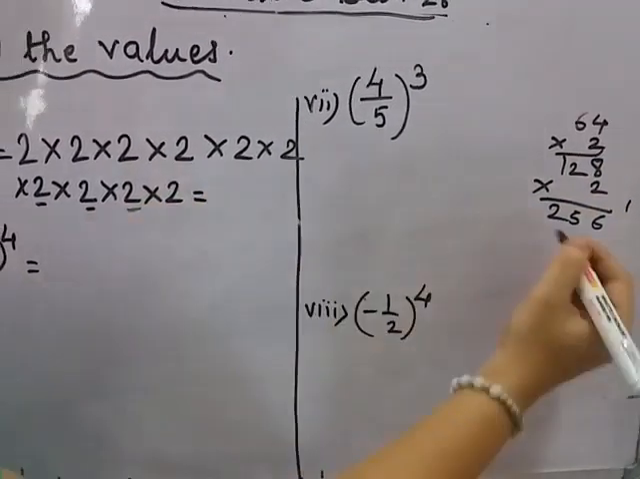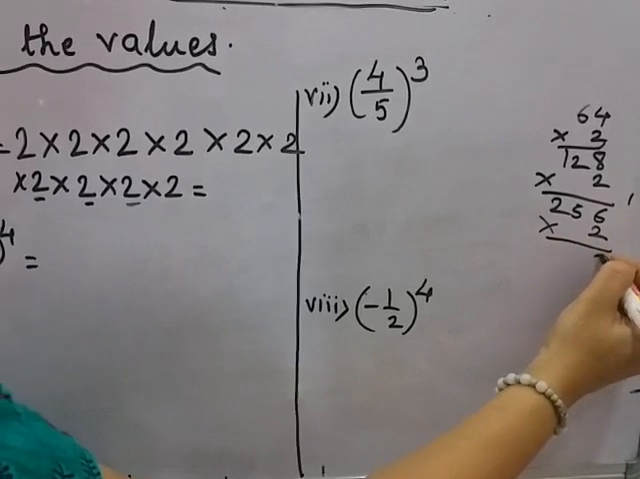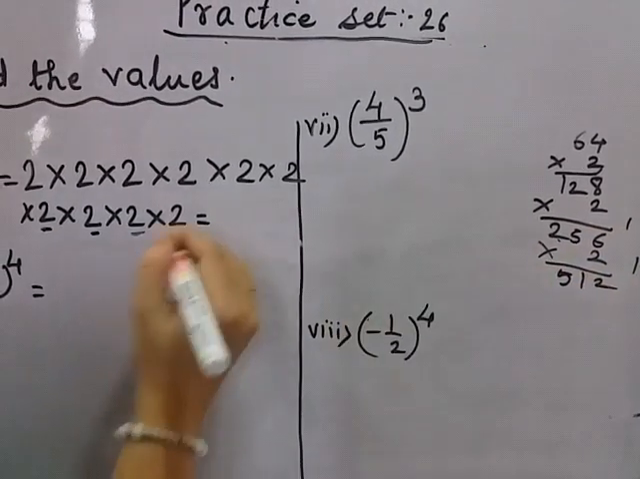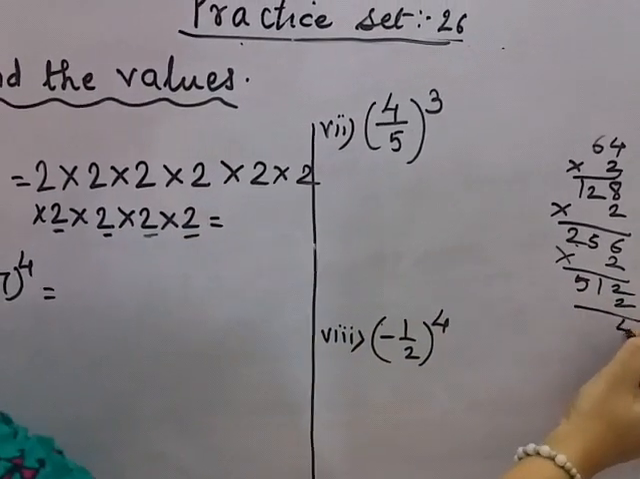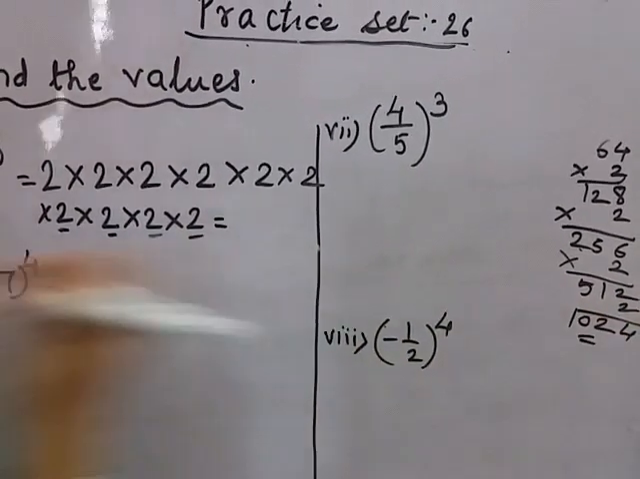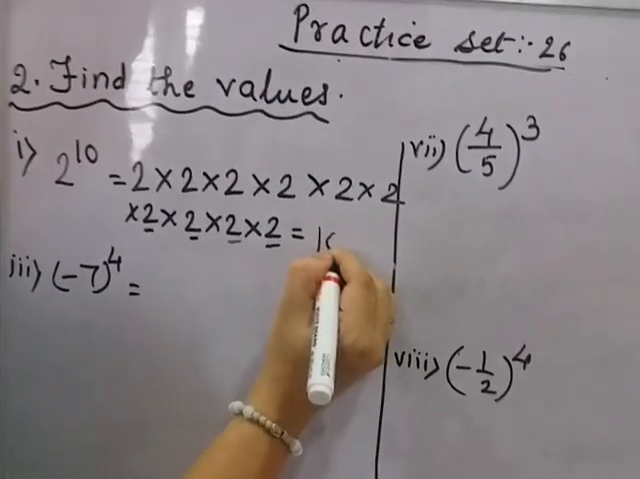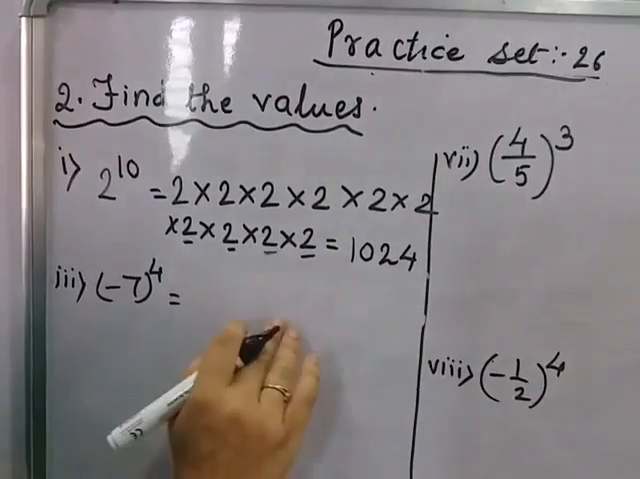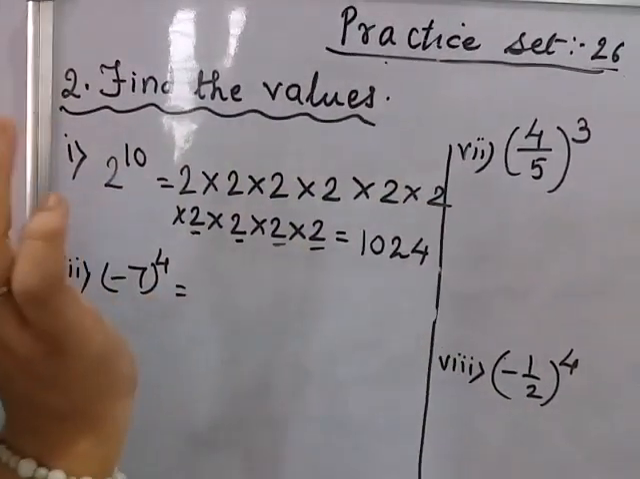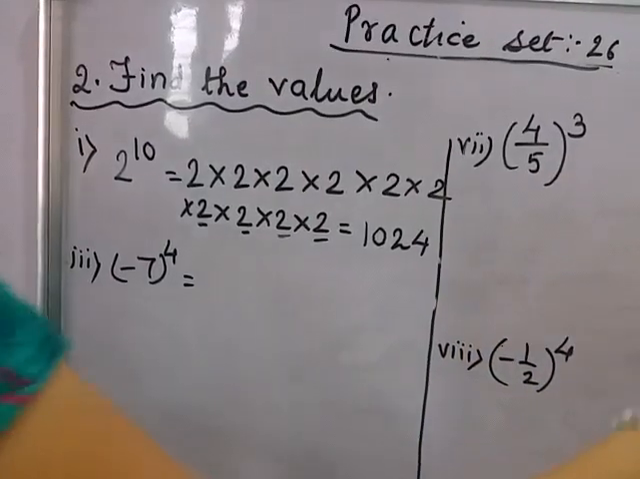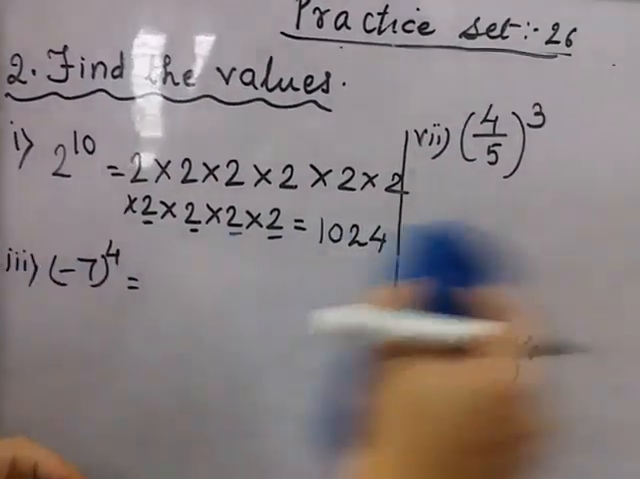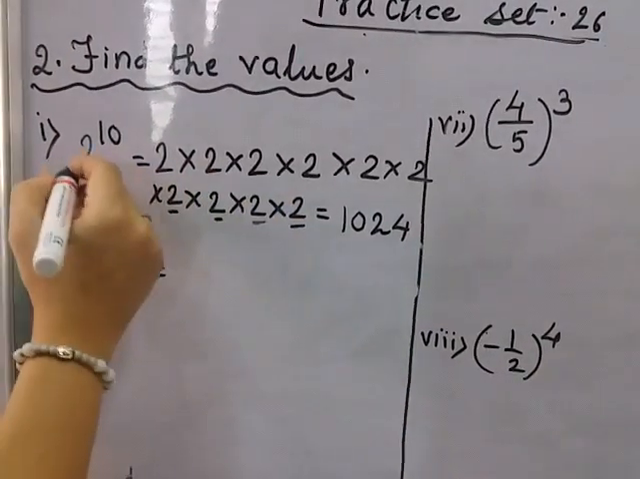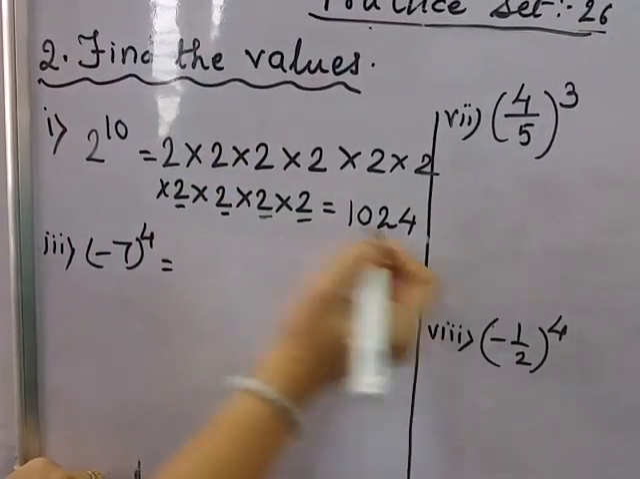Okay, now go to the next two. 6 twos are 12, carry 1, 5 twos are 10 plus 1, 11, 2 twos are 4 plus 1, 5. Go to the next two. So what is the answer we got? 1024. Student, I hope you understand how to do it. You have to multiply all these twos and use a rough column. So here we got the value of 2 raised to 10, and that is 1024.